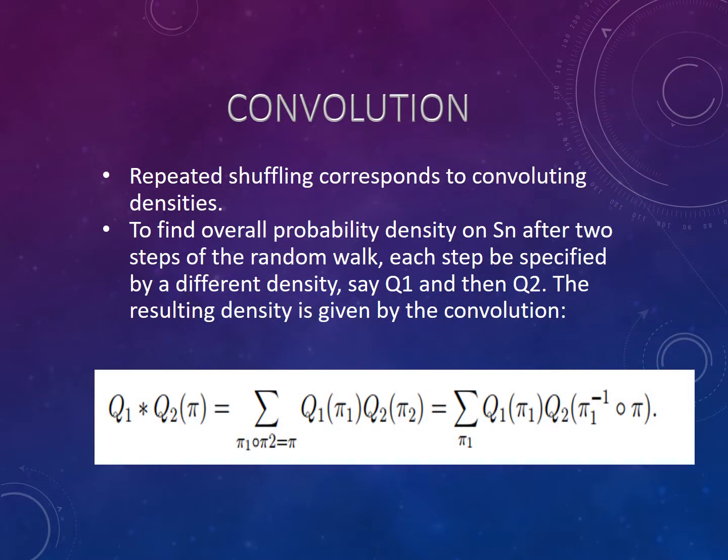Let us analyze the concept of convolution. It's nothing but the mathematical representation of multiple shuffles or repeated shuffling. It is given by the formula in the slide, which says Q1 and Q2 is the summation of multiple shuffles. So it's not just repeated shuffling, but it's also a mathematical representation of 2 different shuffles.